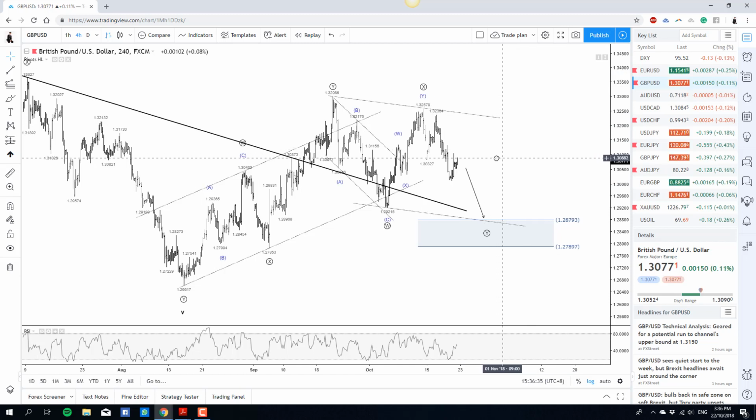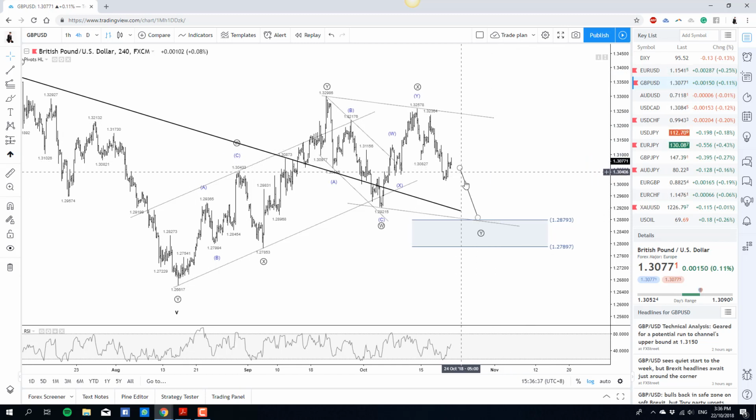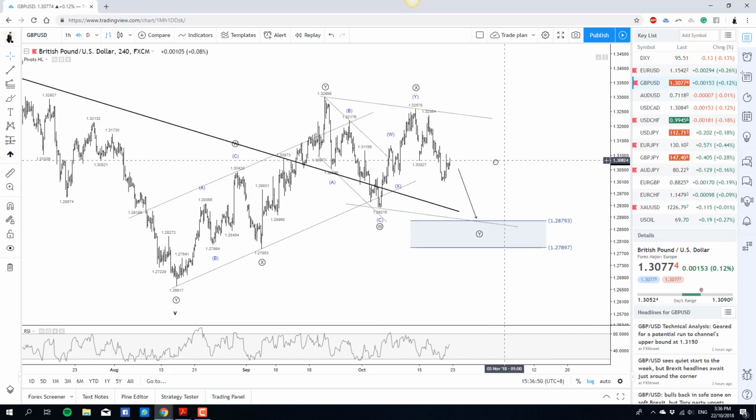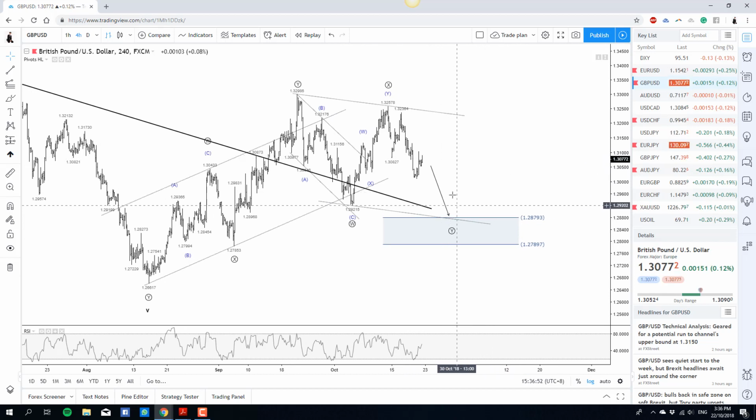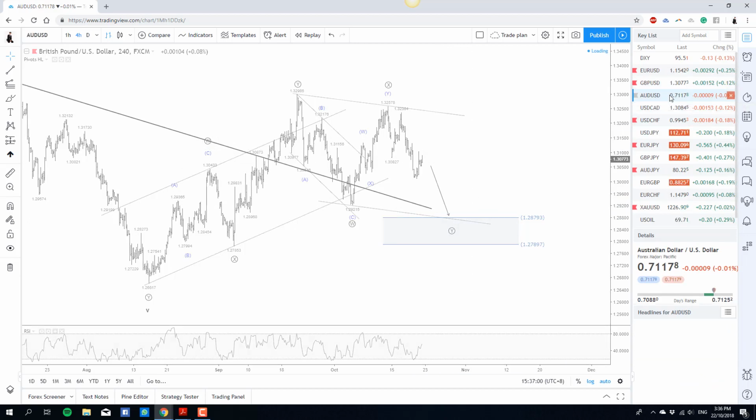Looking into this week, we are expecting the price to fall slightly lower, potentially towards the 1.2879 or 1.2789 region, which coincides with the lower boundary of our channel as well. So this week we'll be expecting weakness on the pound, relatively more than the dollar, for the pound dollar pair to fall lower.